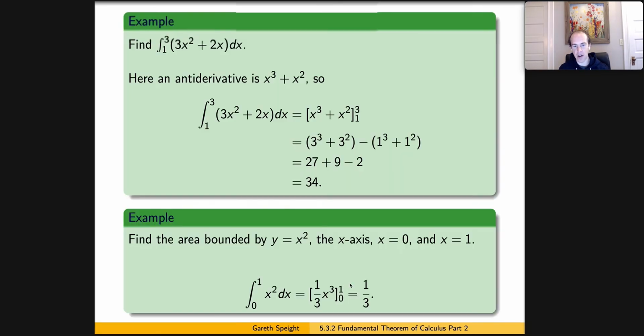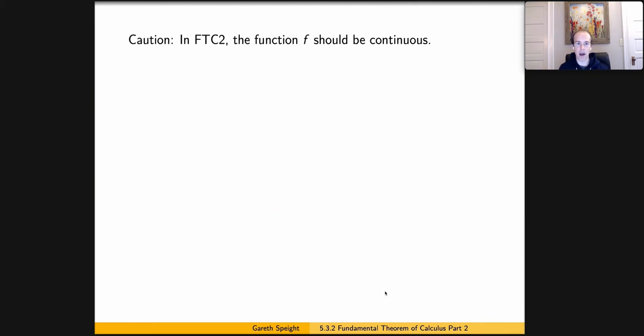Okay, well, all we have to do is find an antiderivative. So an antiderivative of x squared is x cubed divided by 3. We evaluate x cubed divided by 3 between 0 and 1, so we plug in 1, plug in 0, and subtract them. So we get 1 over 3 minus 0, we just get 1 over 3. So the answer is 1 over 3. And of course, this agrees with what we had before, except it's way simpler. So that's good news.